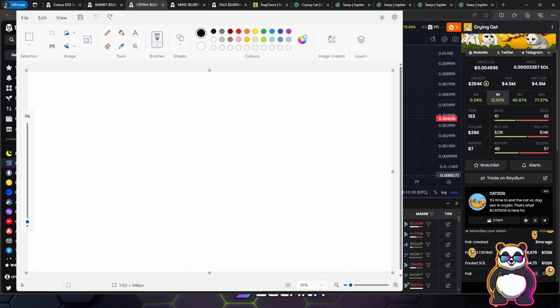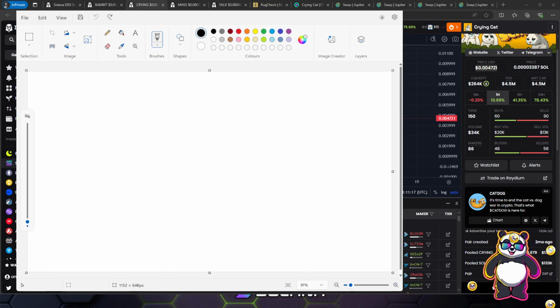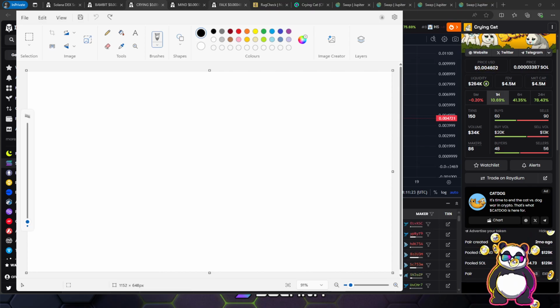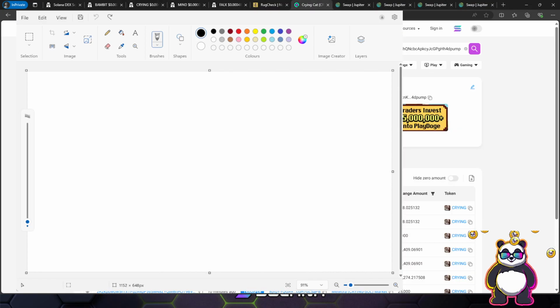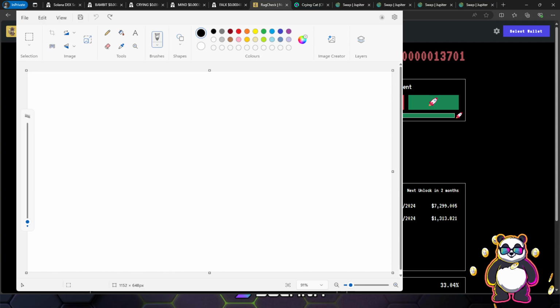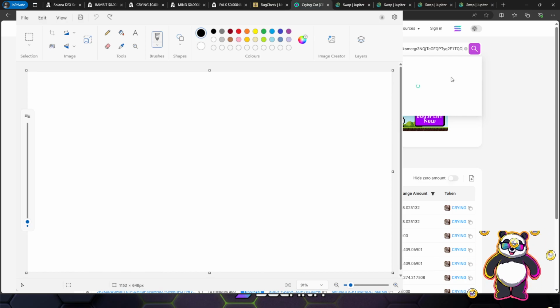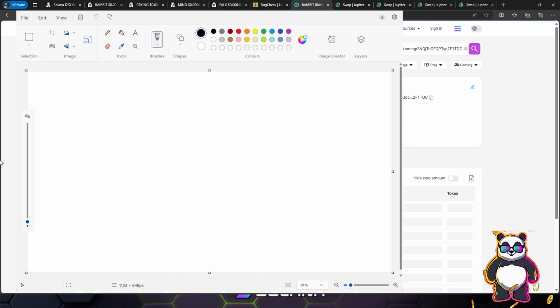And another thing about liquidity, actually, let's first talk about total supply, and it's going to make a bit more sense for you. So, total supply. What is total supply? Total supply means how many coins in total are in circulation. Let's say I just show on Bambit, because I know Bambit inside out, and it's going to be easier for me to explain.